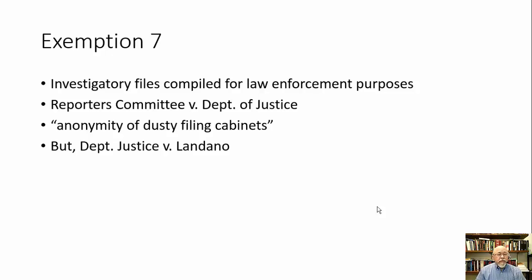But in Justice Department versus Landano, Mr. Landano was accused of a crime. It was a federal corruption case. He sought information about the Justice Department, especially information that would tend to show that he was not guilty. The Justice Department invoked Exemption number 7, saying we don't have to give it to you because this is an investigatory file. But the Supreme Court held in that case that the rights of Mr. Landano overrode Exemption number 7, saying that the Justice Department had to provide that information in the interests of justice.